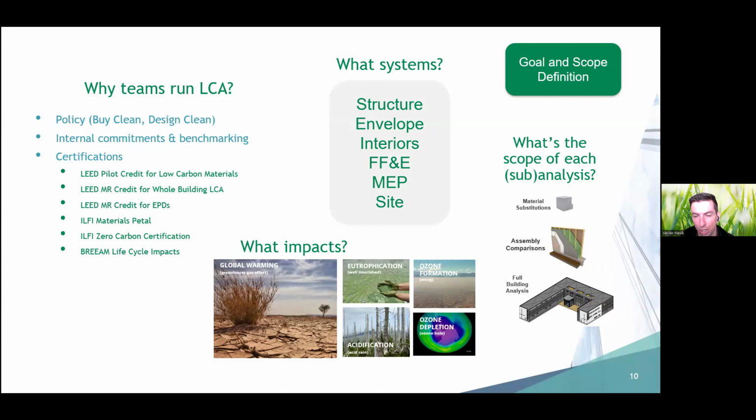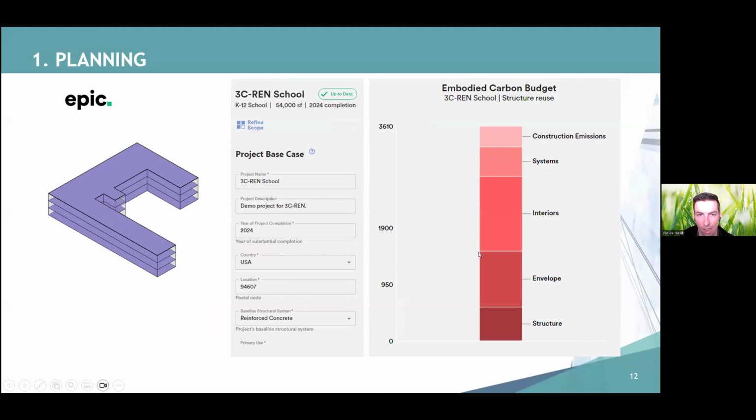You just always want to make sure that if you're making a comparison, you're making a functionally equivalent comparison. And with that, we'll move on into the first demo, and this one's going to be kind of brief, just to give you an idea of how you can first start to think about embodied carbon on a project, even when you don't have a detailed building model.